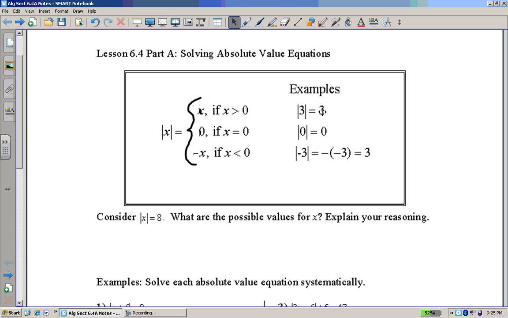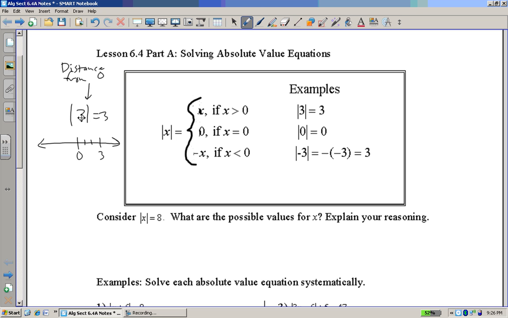Consider if we have positive 3. We take the absolute value of positive 3. Remember, we're talking about absolute value, the distance from 0 on the number line. So how far is 3 from 0 on the number line? Well, I could graph it. It is 1, 2, 3 units. So the absolute value of 3 is 3.